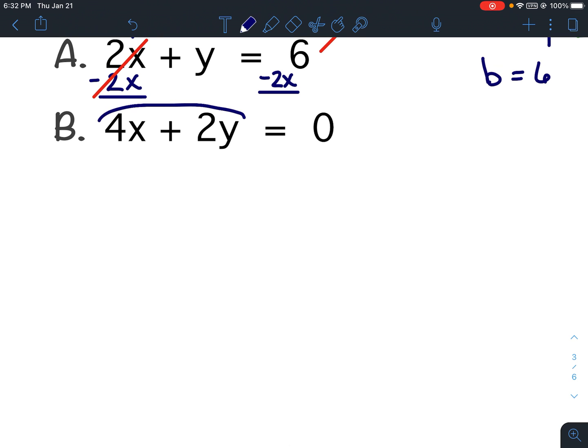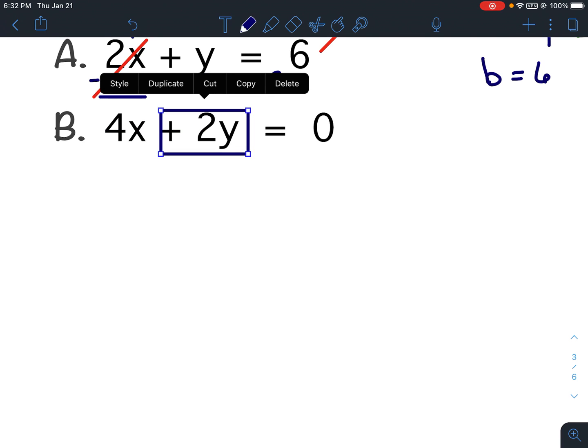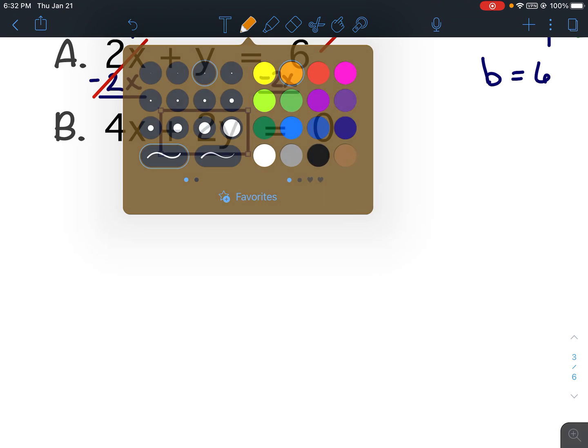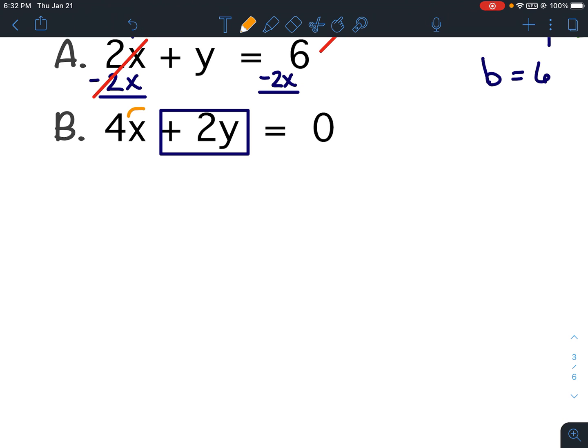Unfortunately, the x and y are on the same side, and y has a coefficient. So that means that this is a two-step problem. The first step will be to take the 4x to the other side of the equation. Since it's a positive 4, I subtract 4x from both sides.